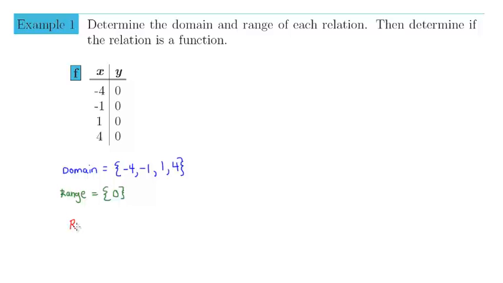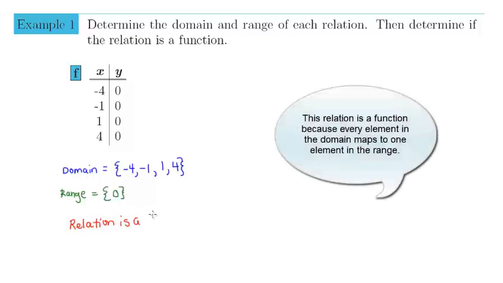That means this relation is in fact a function. So let's write it as such. This relation is a function. And the reason it's a function is because every element in the domain maps to one element in the range. This ends our examples. We'll continue looking at more relations and functions in the next topic.